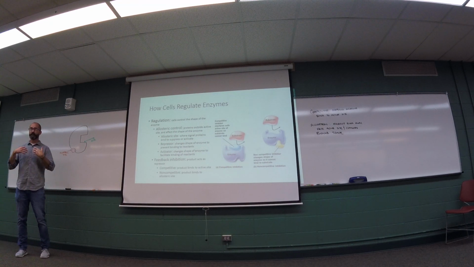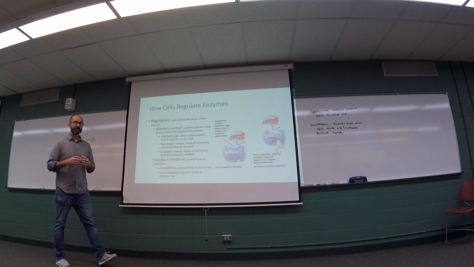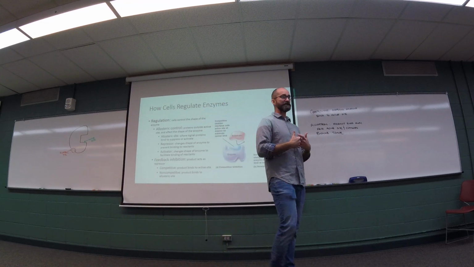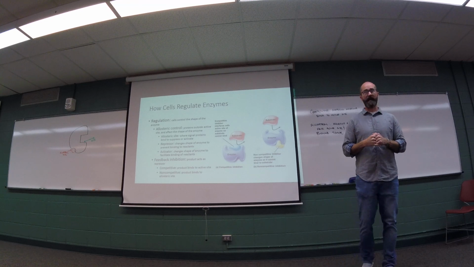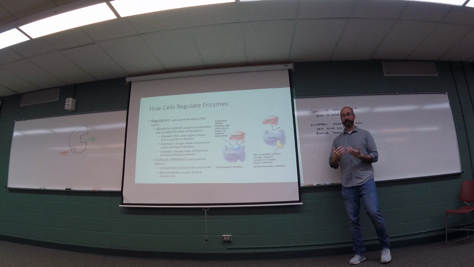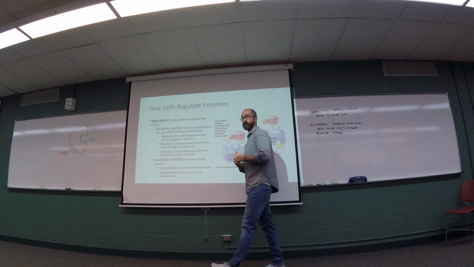So there's a really cool feedback process with many biochemical pathways. Specifically, there's something called feedback inhibition. So what happens is sometimes the product of a chemical reaction becomes an inhibitor to that chemical reaction. And that inhibition can either be competitive or it can be allosteric.